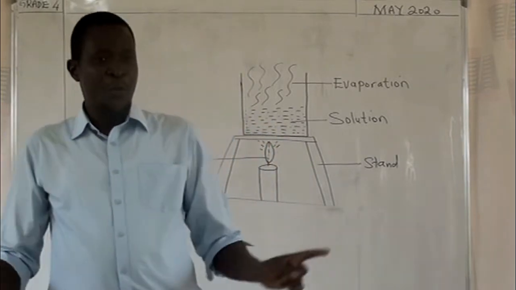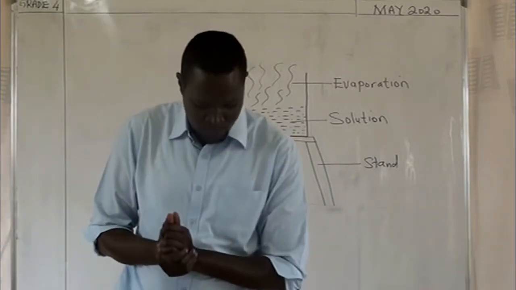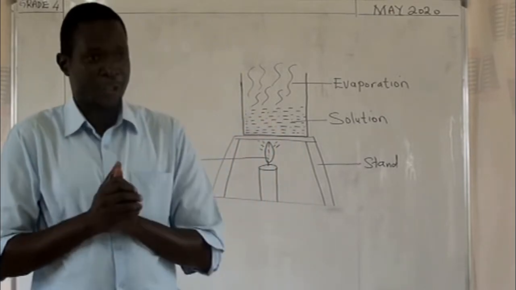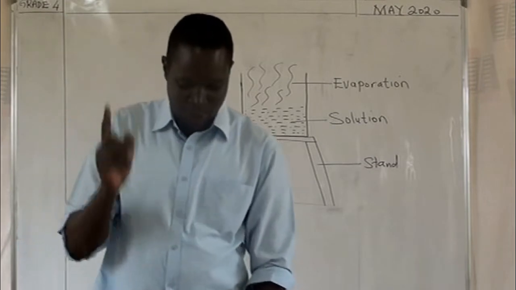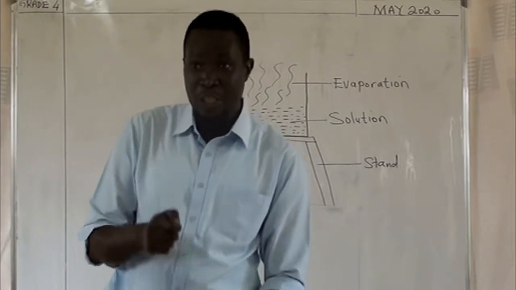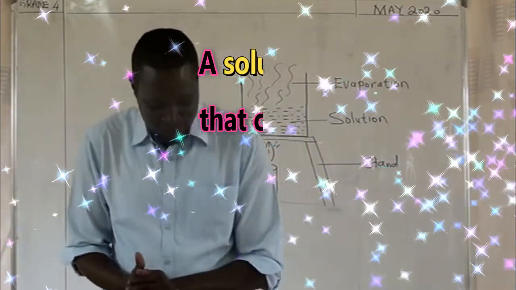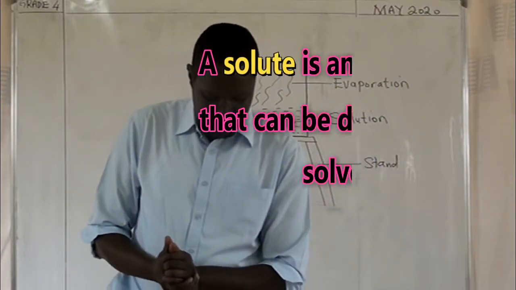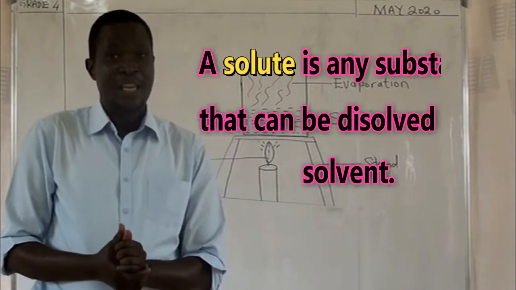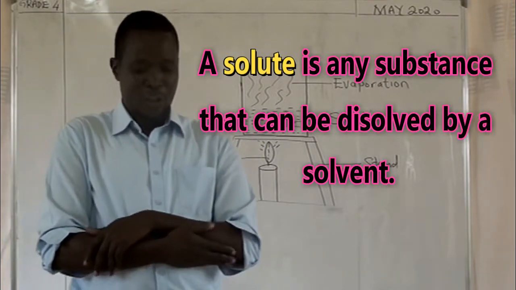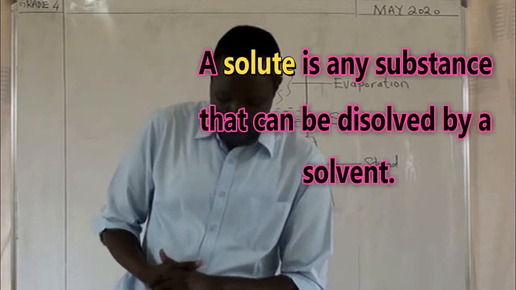Two, for us to have a solution, we must have a solute. And what is a solute? A solute is a minor substance that dissolves in the solvent.